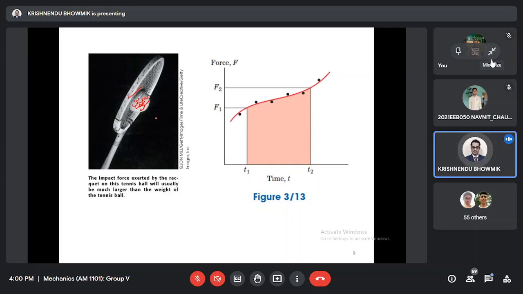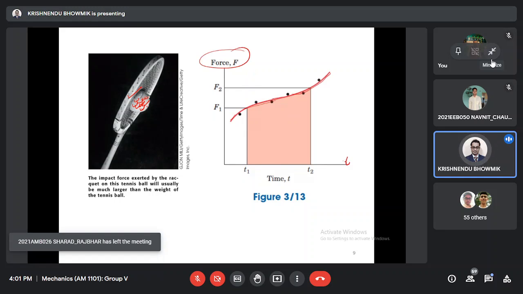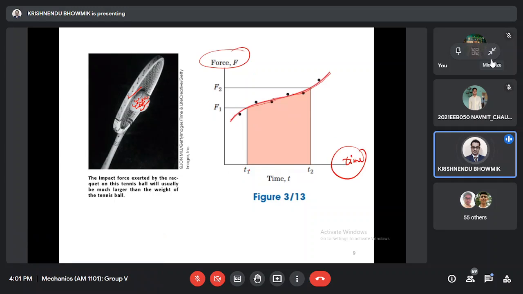Now, in general we can assume that these contact forces are constant, and can come out of the integration. We can simply have F multiplied by dt, or time span t2 minus t1, to get the impulse. But when the force is not constant and varies with time, this is the graph of force versus time. Now, I am interested in the impulsive force between two time steps, T1 and T2.